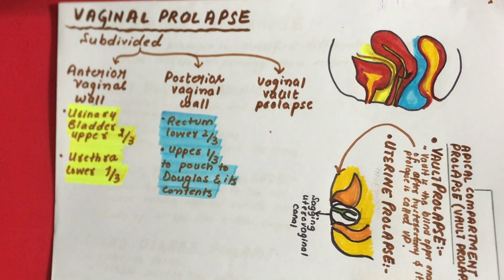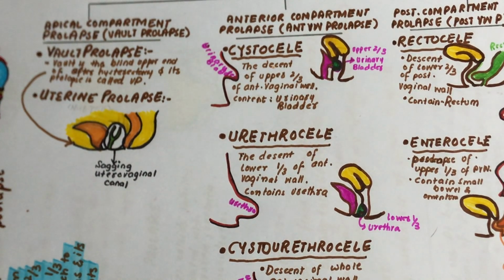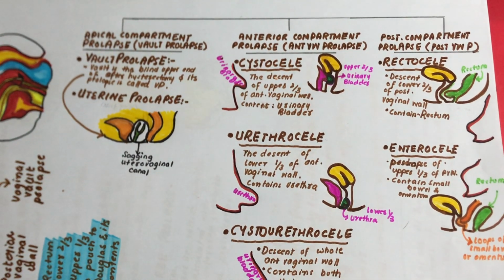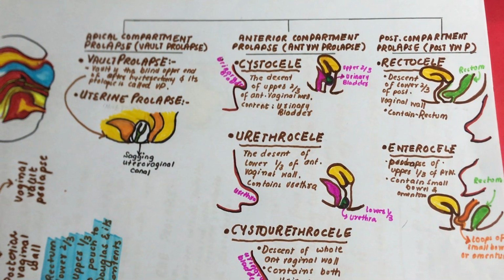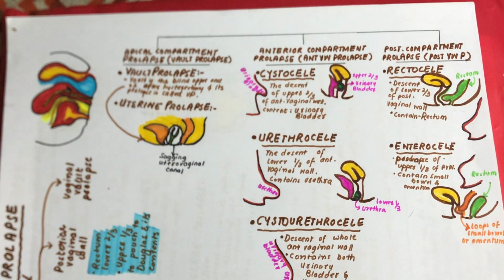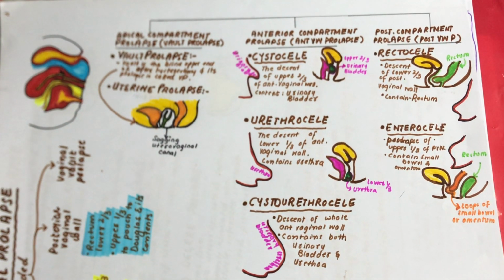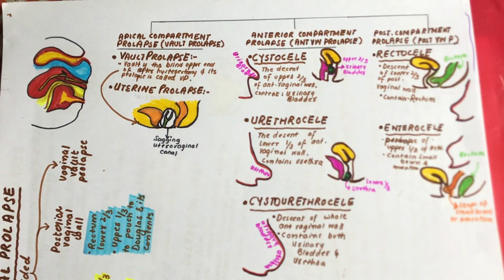Then there is a question, and this is a topic as well: classify pelvic organ prolapse. You have to classify it by first dividing it into apical compartment prolapse, in which we have vaginal prolapse, vault prolapse and uterine prolapse.